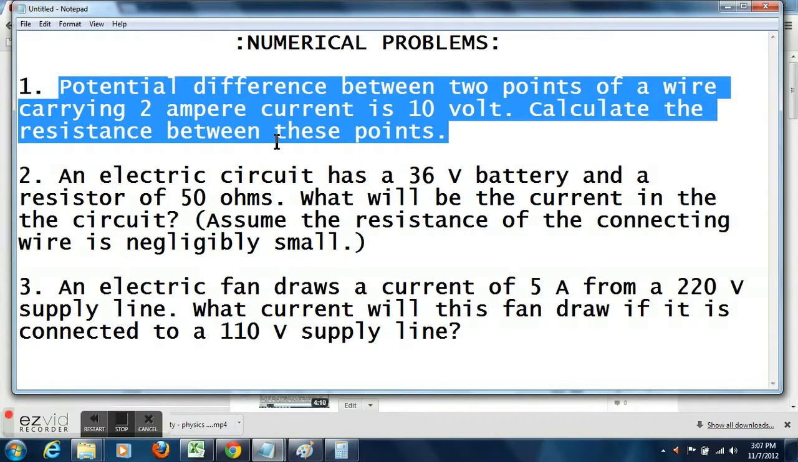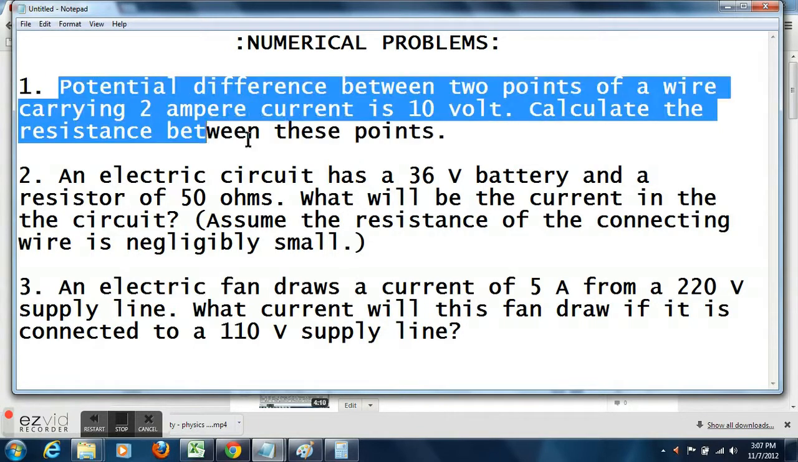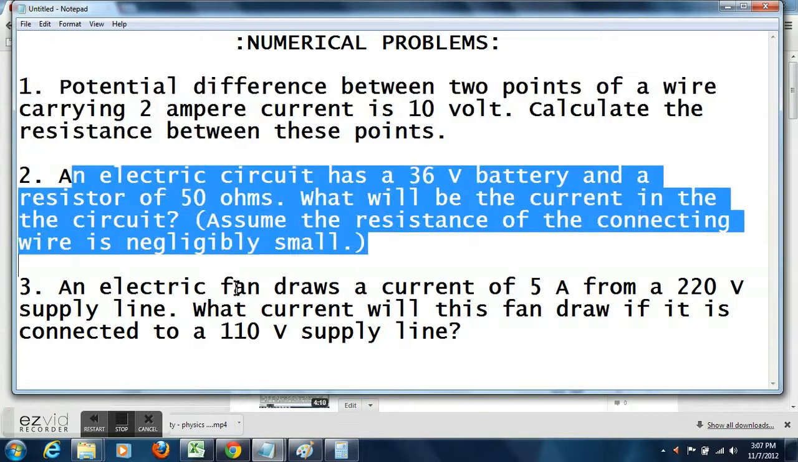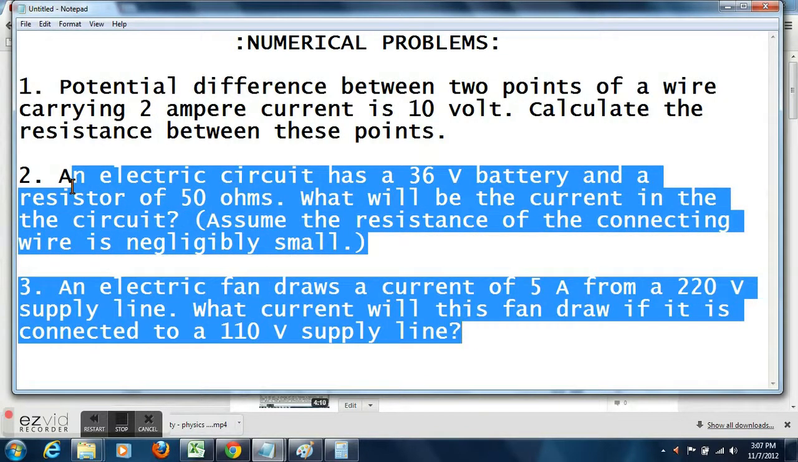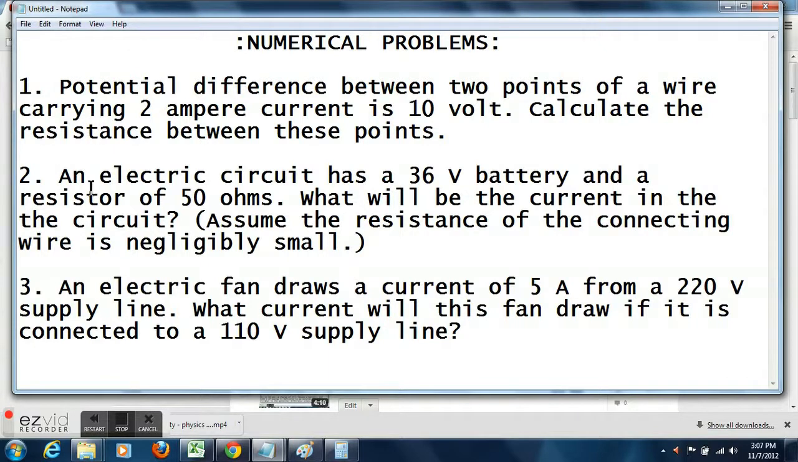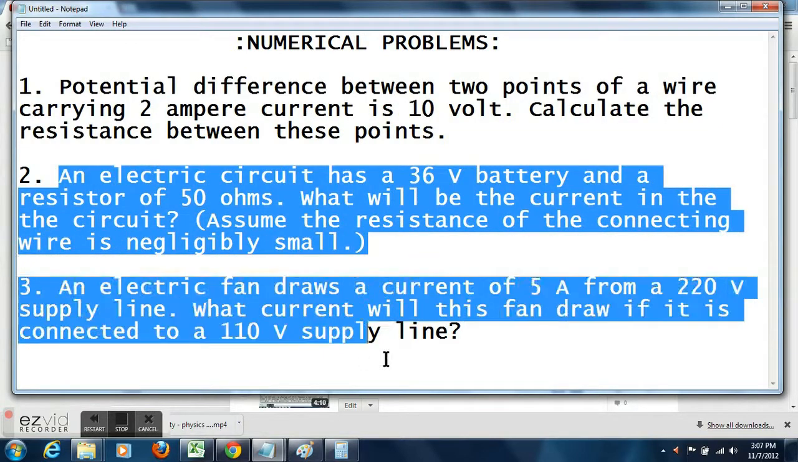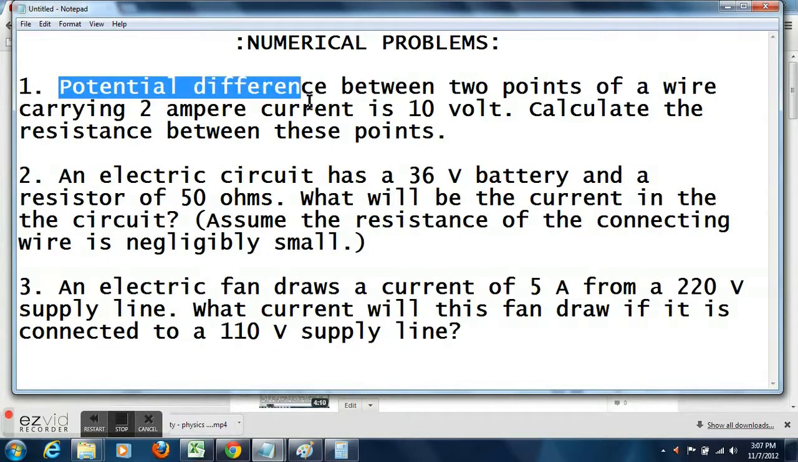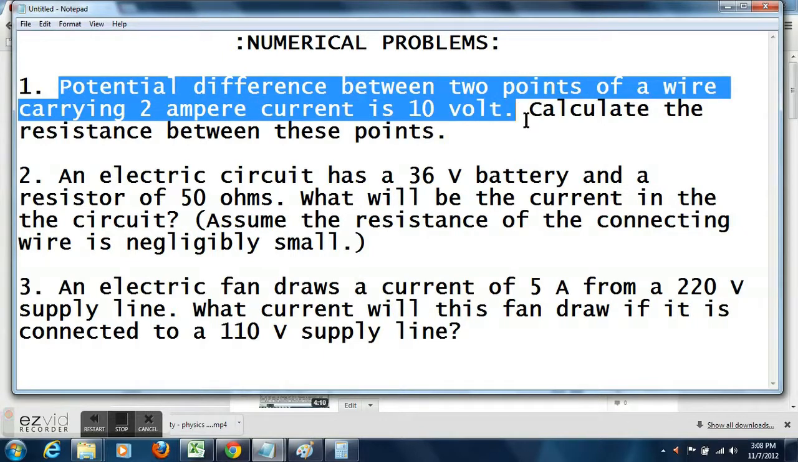Out of these three, the first problem I will solve in this video itself, so that you get some idea how to solve problems using Ohm's law. For the remaining two problems, I will not provide the solution in this video. So what you need to do is solve these two problems on your own, and then in the next video when I discuss the solution, you compare your result and approach with mine, so that you will understand how much you have understood the concepts.